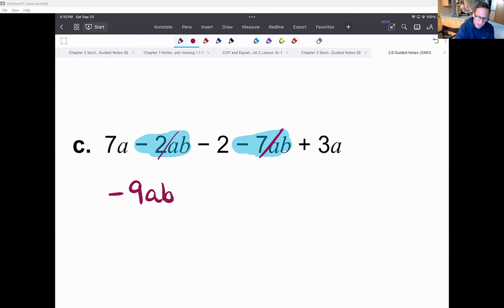I'm going to cross those off. We're done with those. I can do the a's now. This is 7a, and this is 3a. That makes 10a. And this lone constant has nothing to go with it. So that is it.